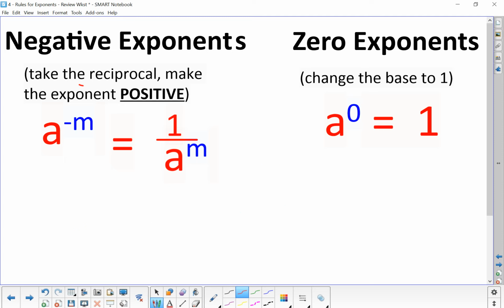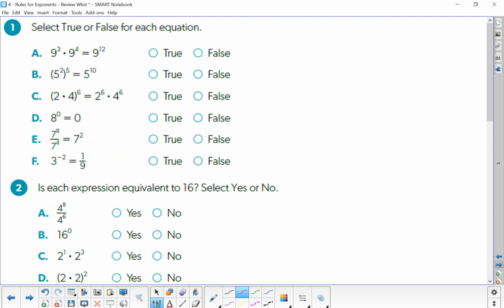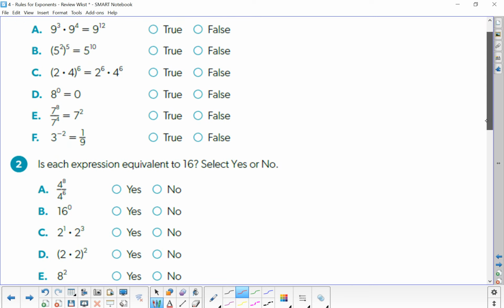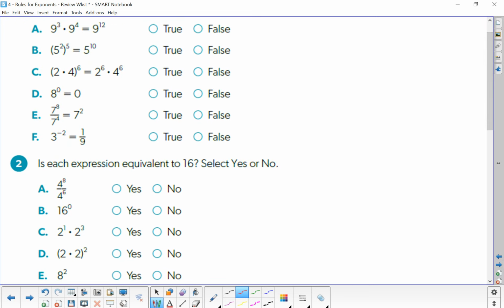So these last two rules here, negative exponents and 0 exponents, are rules you may need to use when simplifying a longer math problem. So let's take a look at some questions and see how you do. Pause the video and try some of these true or false questions and see if you can get them right. Okay, unpause the video now and let's take a look.